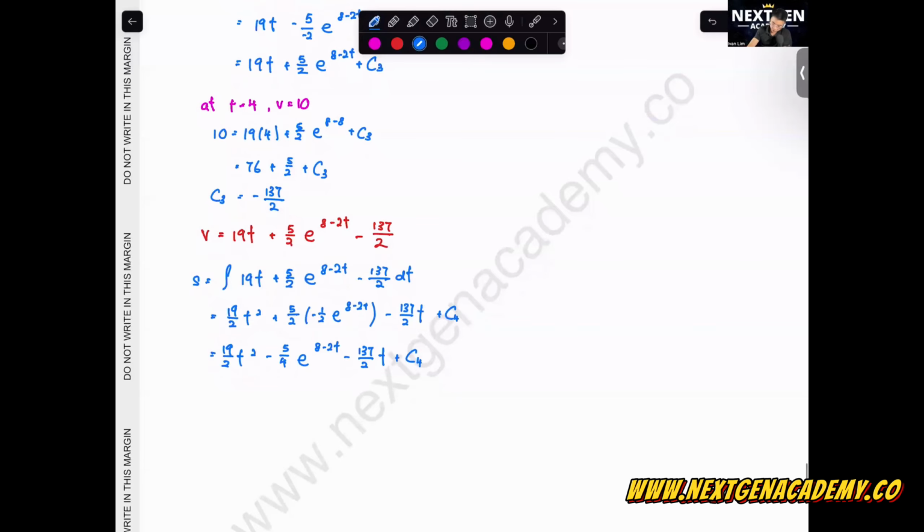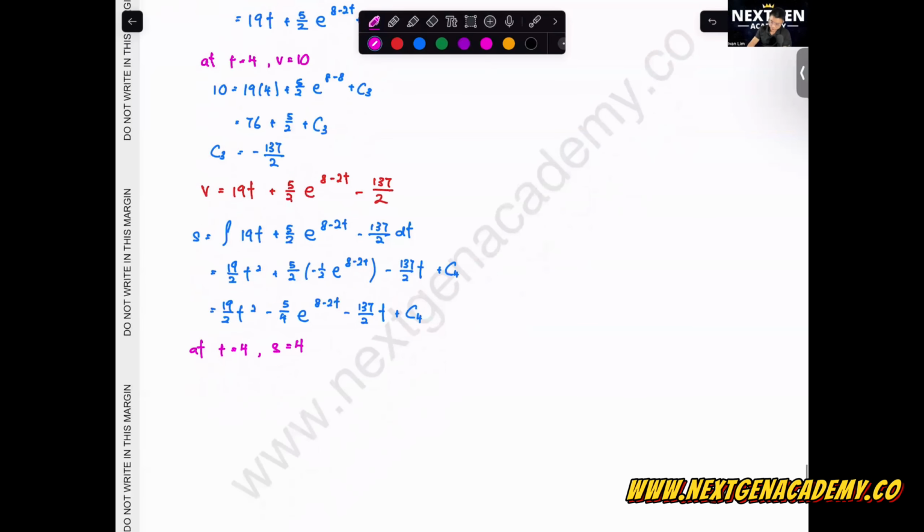We are going to substitute at t equals 4, s is equal to 4. 4 is equal to 19 over 2 times 4 squared minus 5 over 4 e^(8 minus 8) minus 137 over 2 times 4 plus C4. You want to simplify it, it's up to you, but you can just do 19 over 2 times 16 minus 5 over 4 minus 274 plus C4. Shift all to one side. C4 is 509 over 4.